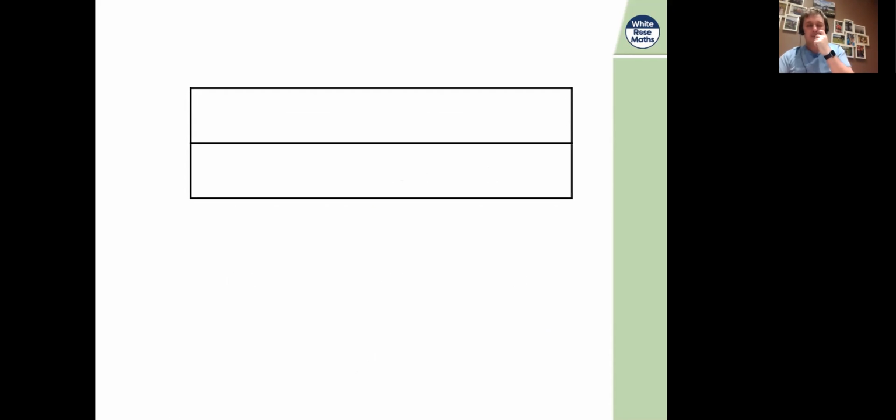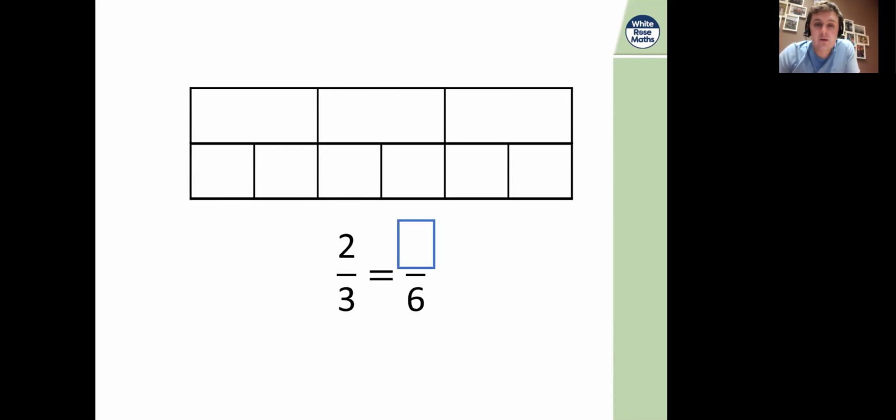On our next one, I've got 2 bar models. The first one is broken up into how many equal parts? 3, so we're representing thirds. And the second one is split into 6 equal parts, so it's representing sixths. How many sixths are equivalent to 2/3? Have a think. 2/3 is the same as how many sixths? What do you think? Pause the video and have a go.